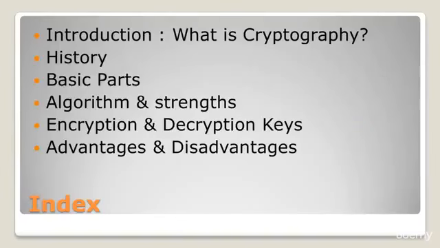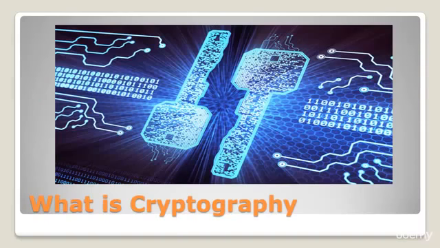In this tutorial I'll be teaching you what exactly cryptography is, its history, the basic four parts of cryptography, algorithms, strengths, encryption and decryption keys, and the advantages and disadvantages in the end. To start with cryptography, there are always two main parts. One is encryption and the other one is decryption. I'll be giving you more examples as we go ahead and start looking in detail at real applications.